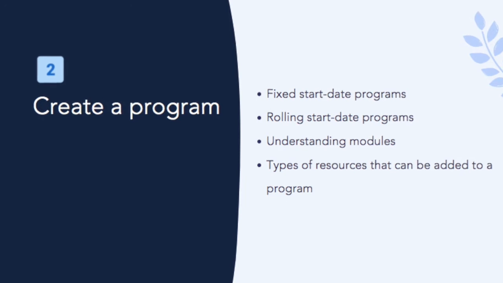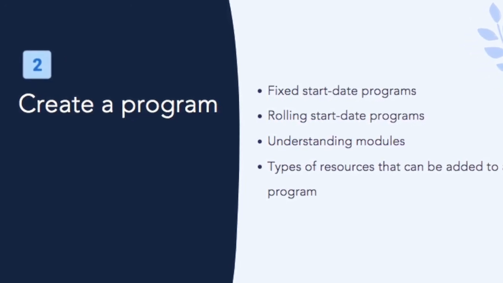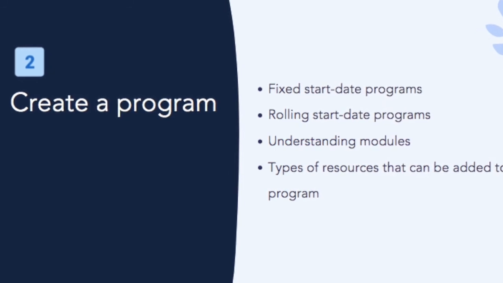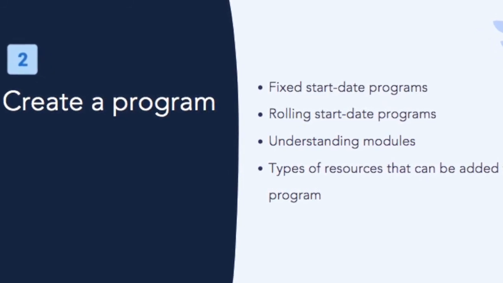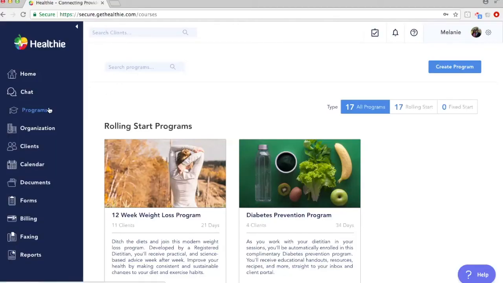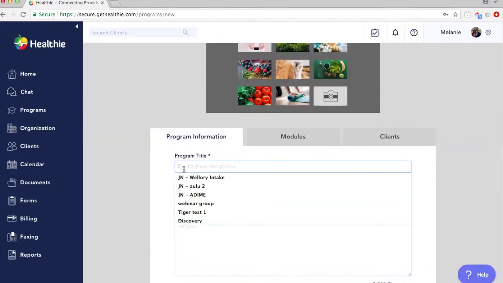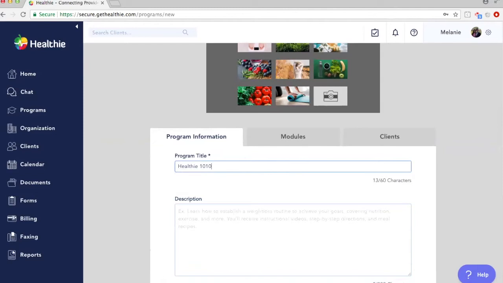Now let's talk about creating a program. What I'm going to show you now is we're going to create a basic program together to show you all the options that you're able to do within the platform. So first, we're going to navigate to programs and select create program on the top right. And let's go ahead and give this a name. I'm just going to give this a Healthie 101.